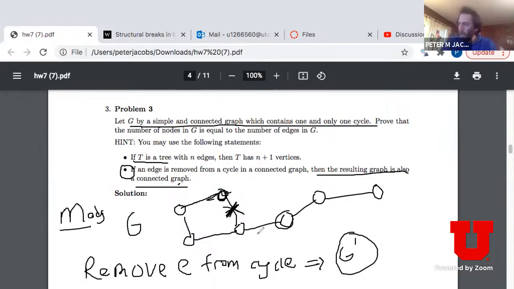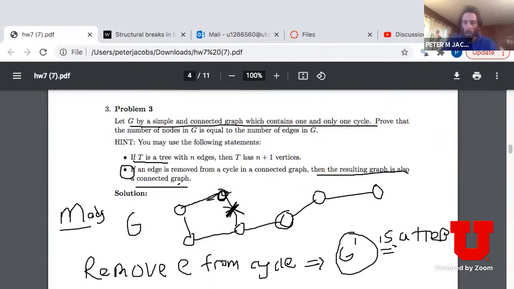So, all right. Then we have to notice that this is connected, but now we removed the cycle, and so there are no cycles. And so we have a connected acyclic graph, and a connected acyclic graph is a tree. So that means that G prime is a tree.